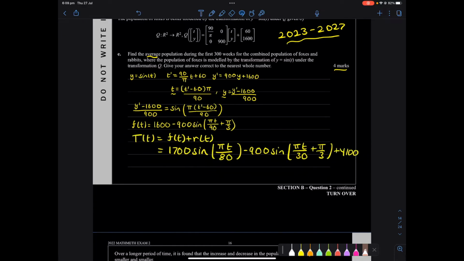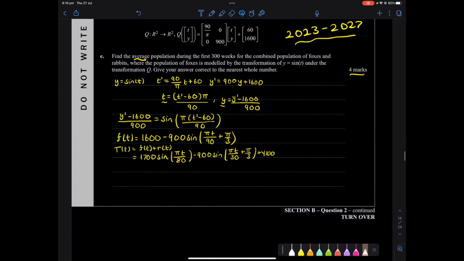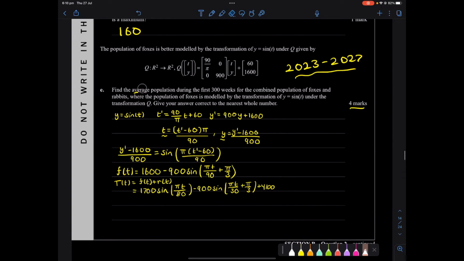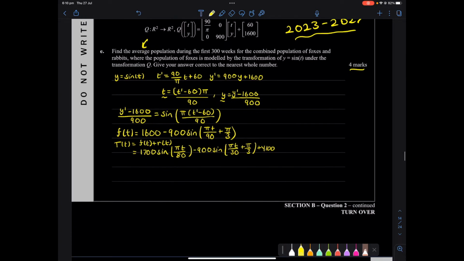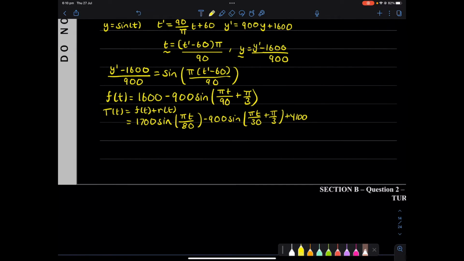Now all we need to do is calculate the average. You need to understand something here. When they say average, they're trying to trick you. You're probably thinking average means the average rate of change. No, it's the average population. When they say average rate of change, that's when you have to use the formula. But here they're just saying the average population, which is normally the average value.